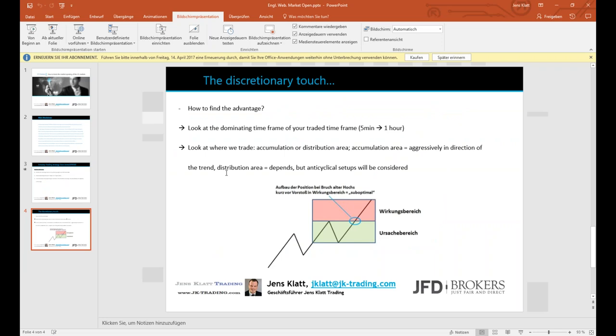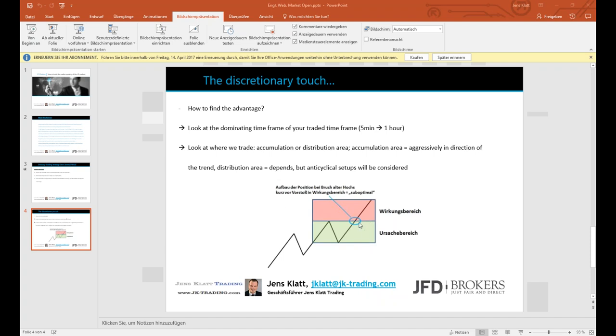So I want to have a clear feeling of where we trade and what I can make out of this. In this case, yesterday I considered it to be a distribution area. It was a distribution area which couldn't be identified in the classic way, but you have to dig a little deeper. So that's how you can understand the word depends in this context: it depends on where we trade.